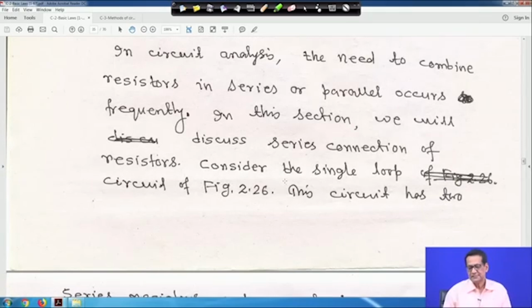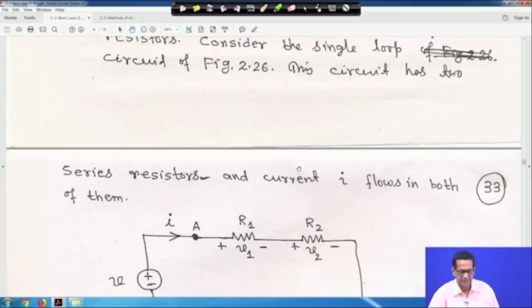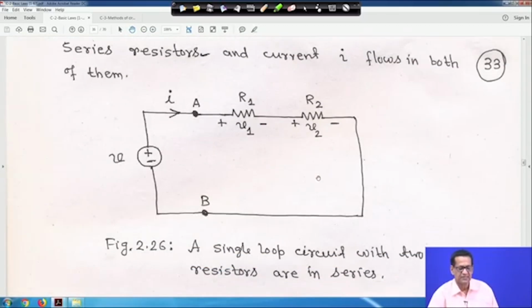In this section we will discuss the series connection of resistors. So, now consider this circuit, a simple circuit, right. There are two resistors R1 and R2, they are connected in series, right. Voltage across them is V1 and V2 and their polarity are marked, and current through this circuit is I. These are the terminals A and B, and across these terminals, connected in series, one voltage source V is there with polarity marked plus and minus, right. So, it is a single loop circuit with two resistors in series and one voltage source.